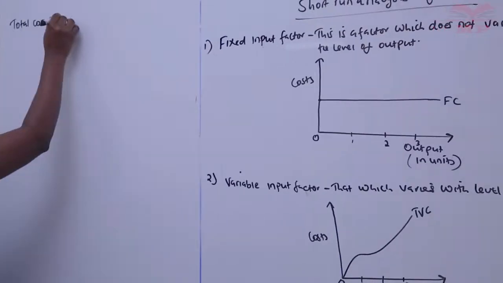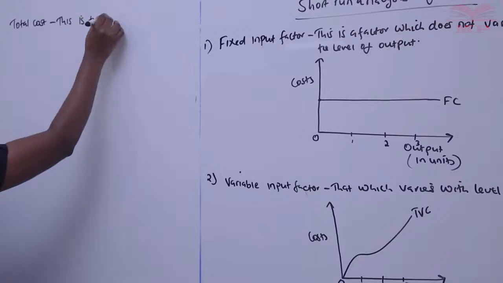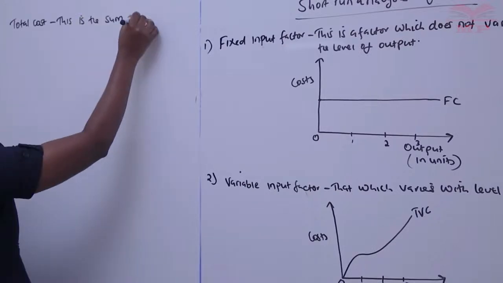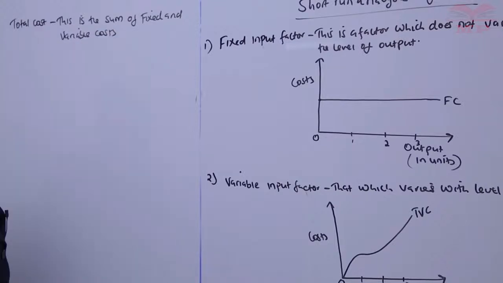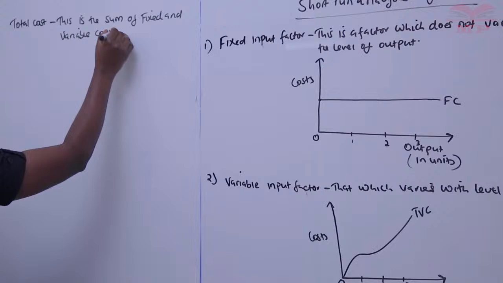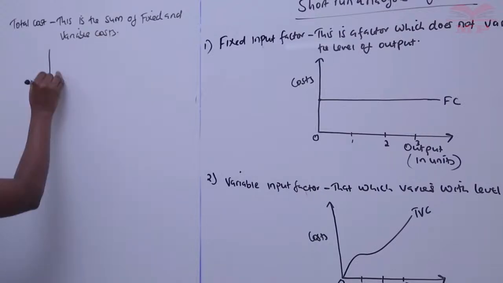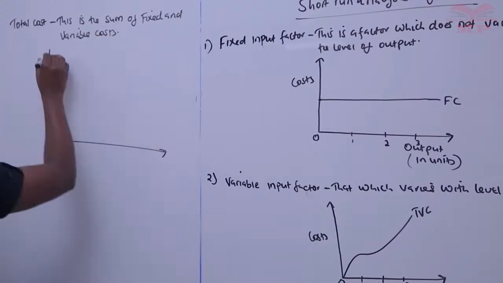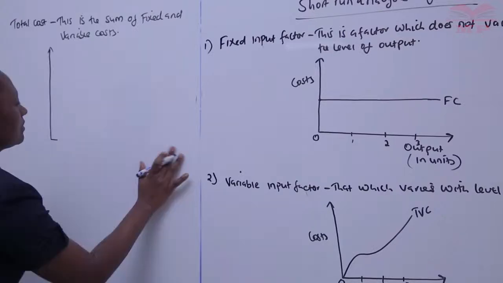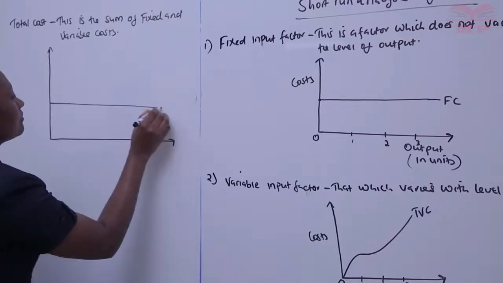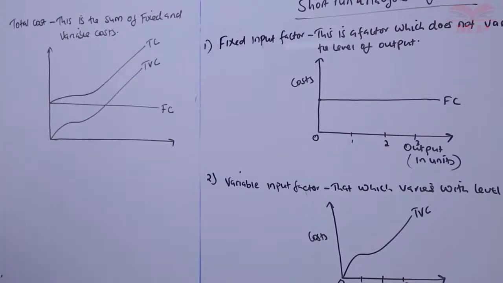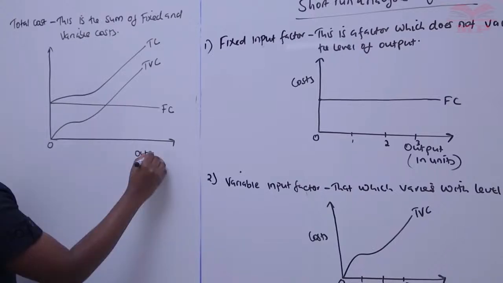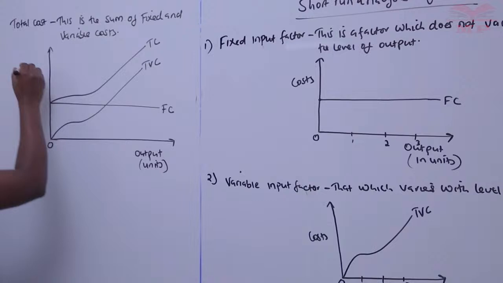total cost is the sum of fixed and variable costs. So how do we illustrate this? This is how we represent a total cost. So we have 0, this is output level, which is in units. And then we have cost.